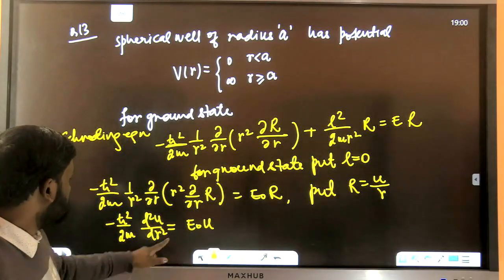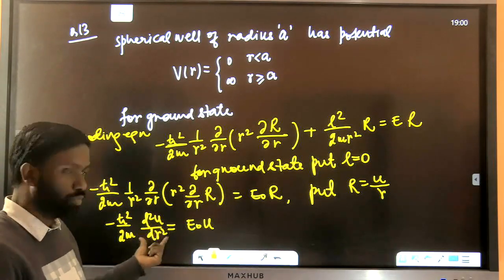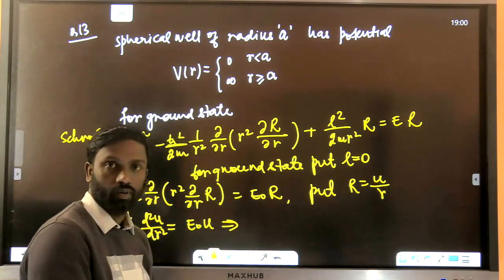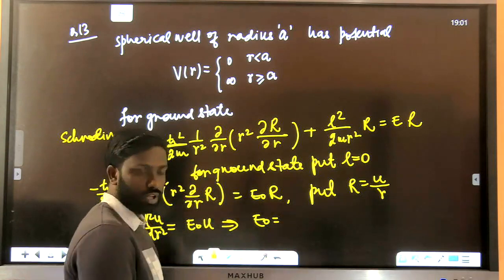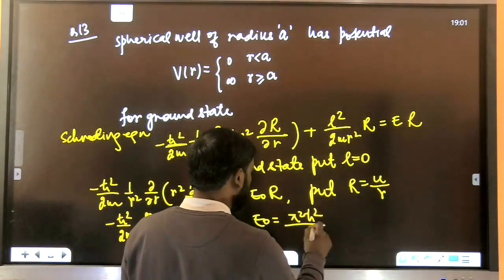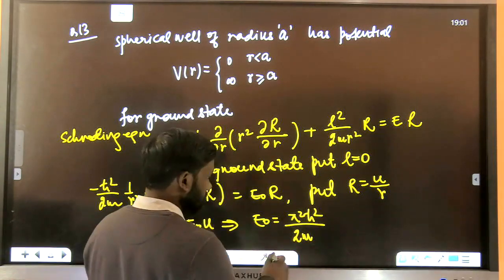This equation is similar to the equation of a particle in a box, an infinite potential well. So from here we can say that the ground state energy E naught will be equal to pi square h bar square upon 2m a square.